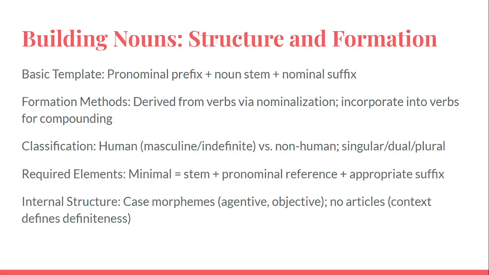And there's also this distinction, as I was mentioning earlier, between human and non-human, and there's also masculine and feminine. I believe that the human versus non-human distinction appears to matter more than masculine and feminine. And there's also other things, like they have dual, they have plural. There's a lot of stuff, but that's basically how it goes.